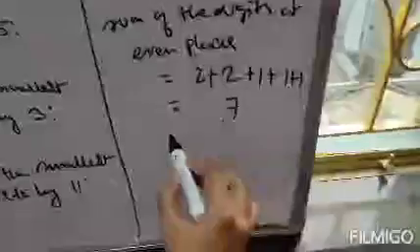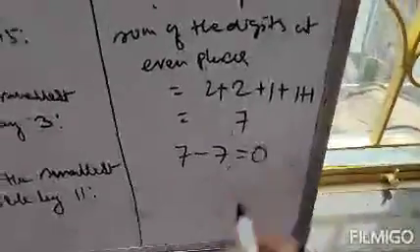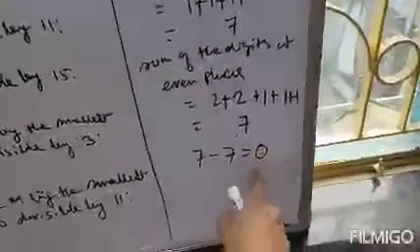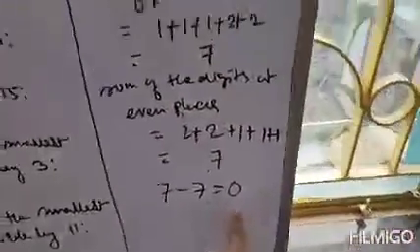So the subtraction is 7 minus 7. The subtraction is 0. Therefore, according to the rule, if the subtraction is 0 or a number which is divisible by 11, then this number is divisible by 11. So according to this rule, the subtraction gives 0, therefore this number is divisible by 11.